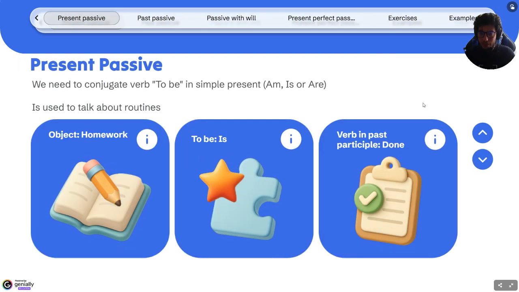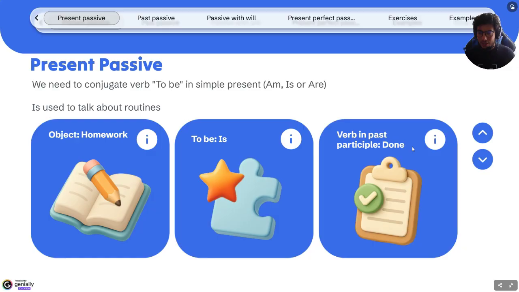Now, we're gonna see the different types of conjugation in passive voice. So we're starting with present. So that's the one that we have been working on until now. Let's start. So to begin with, we need to conjugate the verb to be in simple present. So that means we're gonna use am, is, or are depending on the person. It is used to talk about routines, well, because it's simple present. And here we have an example. Homework is the object, is is the verb to be, and finally the past participle, done.